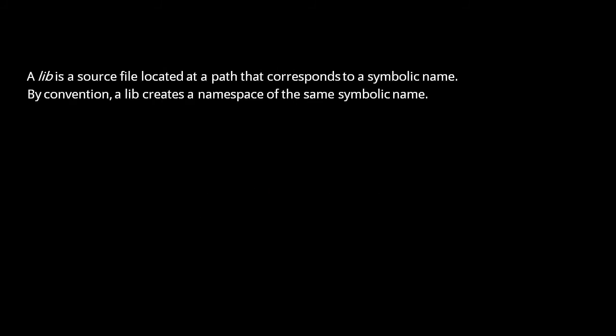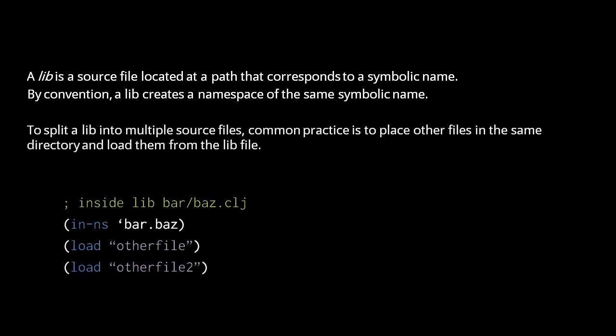A Clojure lib is a source file located at a path, relative to the Java class path, that corresponds to a symbolic name. For example, a source file stored at richard/milhouse/nixon.clj has the lib name richard.milhouse.nixon. By convention, a lib should create a namespace of the same name as the lib itself. A very large lib might create additional namespaces, but this is not a very common thing to do. If a lib source file becomes too large, you might wish to move some of its code into separate files. Common practice is to place these other files in the same directory and then use the load function to run them from the main lib file.